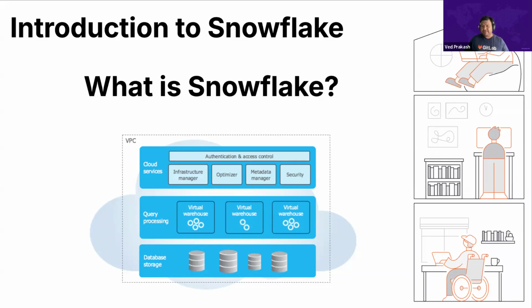Zero copy clone helps you to clone a whole object, a whole table, without taking double storage. Basically you take a backup of a table, and you don't store it twice. Security features include end-to-end encryption, role-based access control, and compliance with various industry standards.